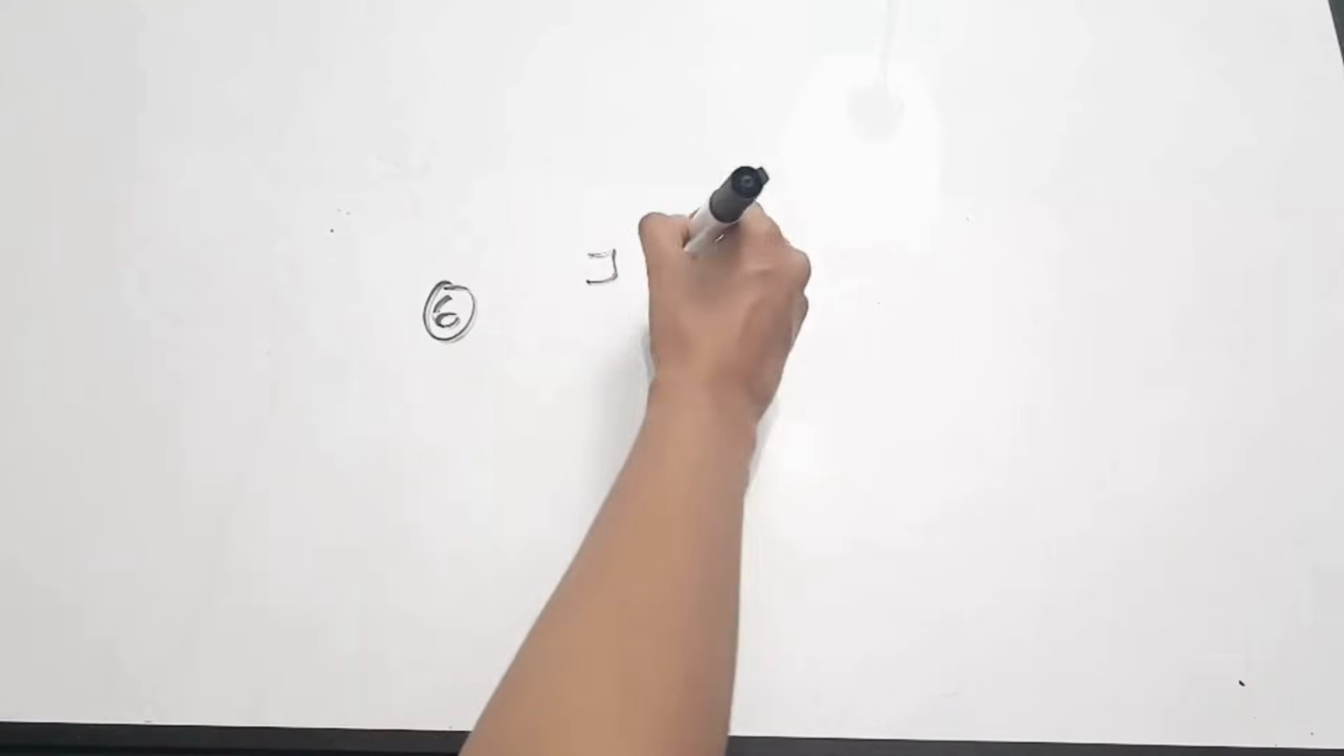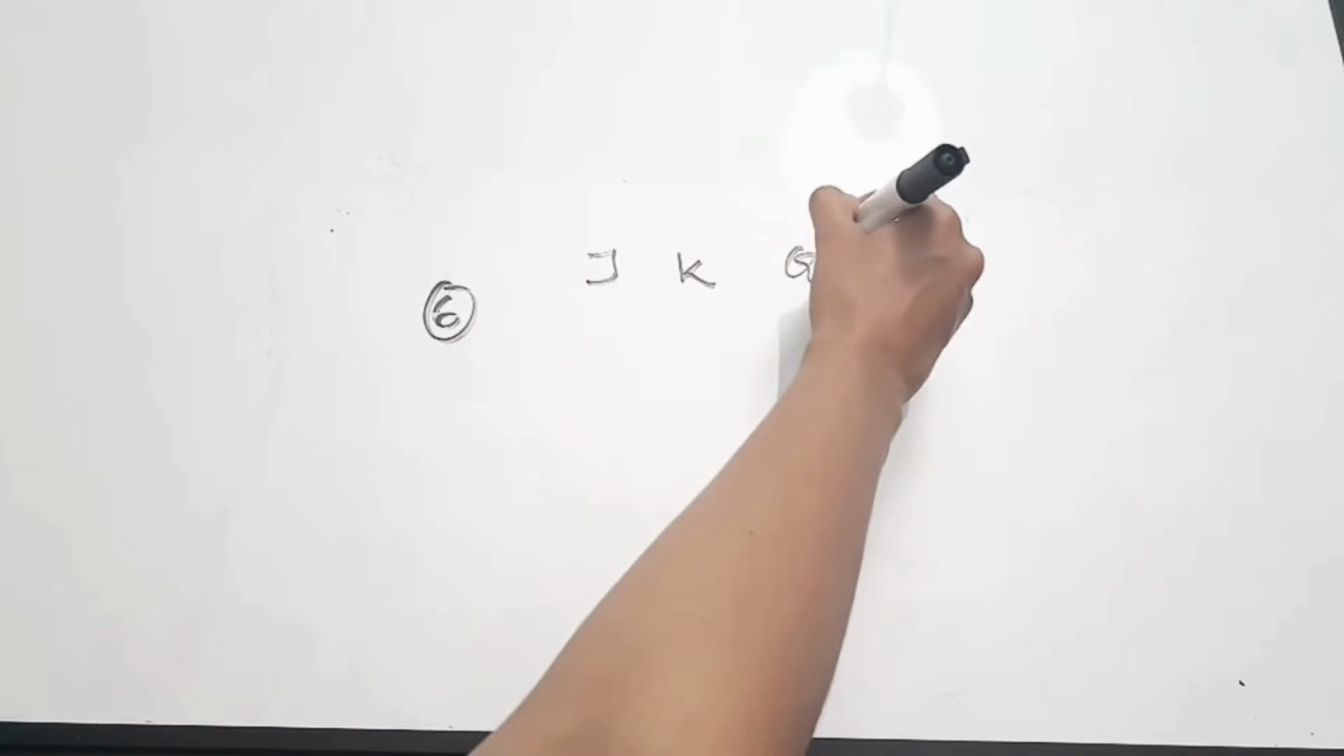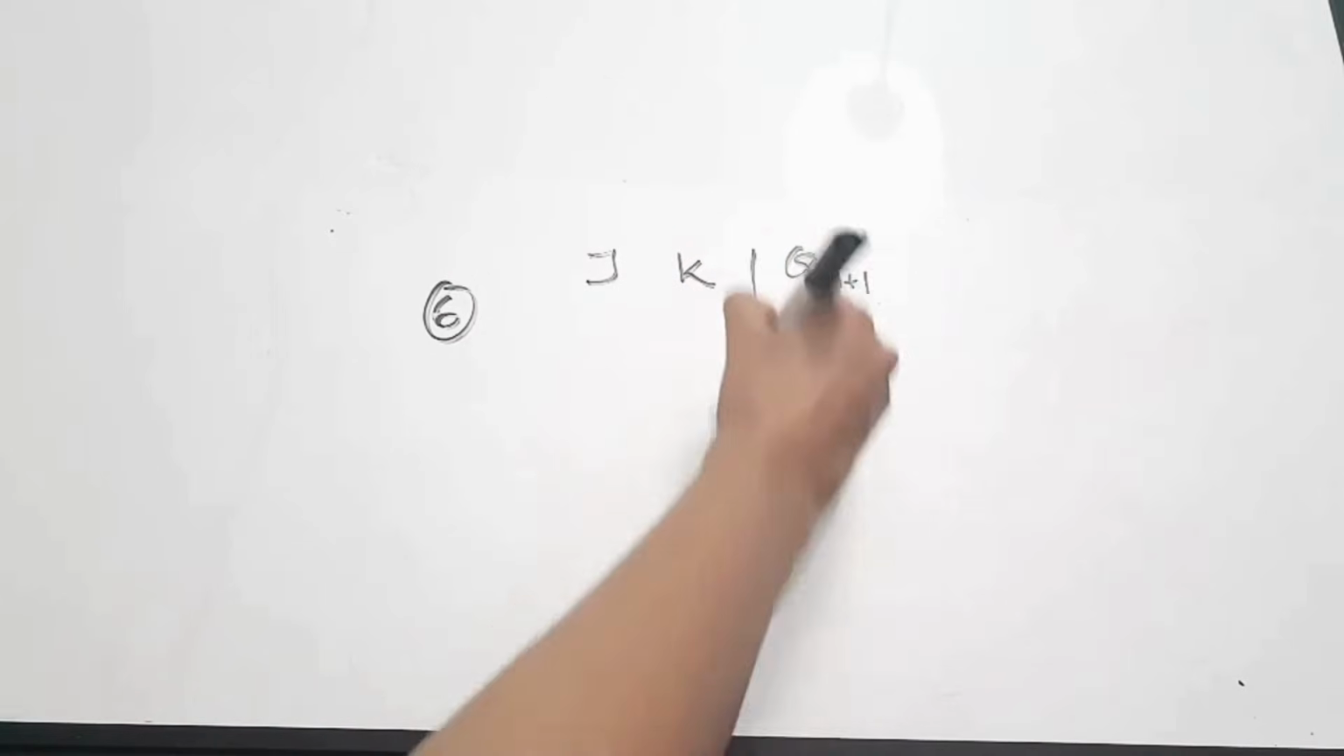We have done a very detailed video on flip-flops. It is in the digital electronics playlist. You can watch it for your reference. So here we want to toggle the JK flip-flop, and the truth table of JK is like this. There is a J, there is a K, and there is a next state Qn plus 1.